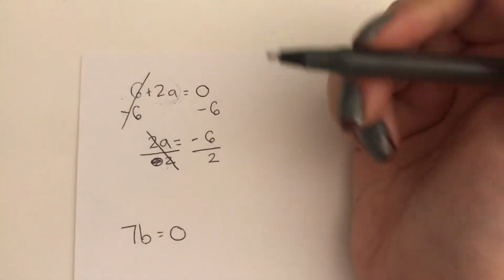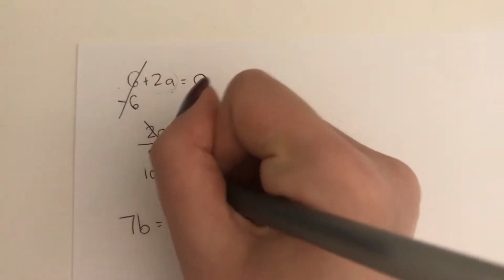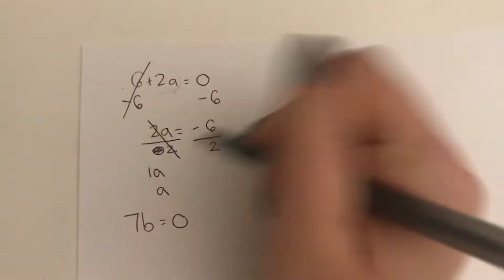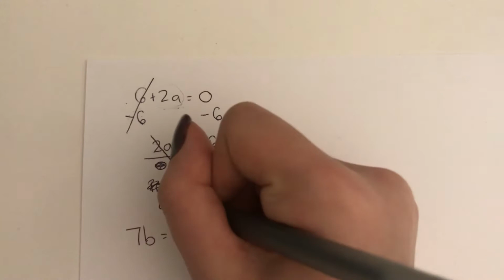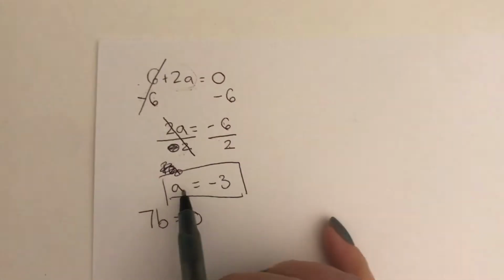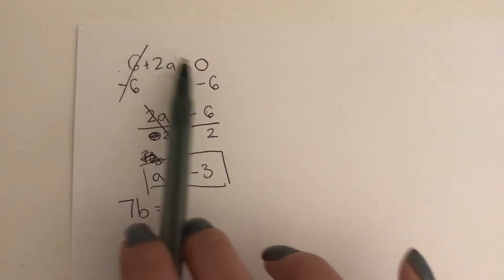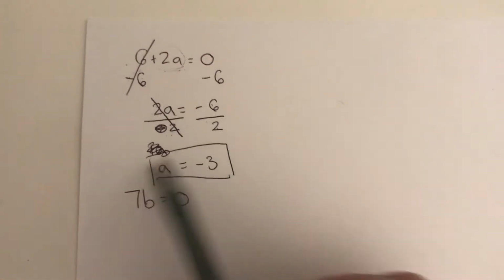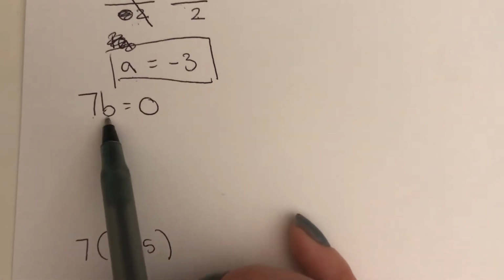2 divided by 2 is 1. So this is like 1a, which is the same as just saying a. We don't need that 1 in front. Then negative 6 divided by 2 is equal to negative 3. So we have solved that by a two-step equation: when we have a as negative 3, this equation holds true. Next, here we have 7 times b equals 0.